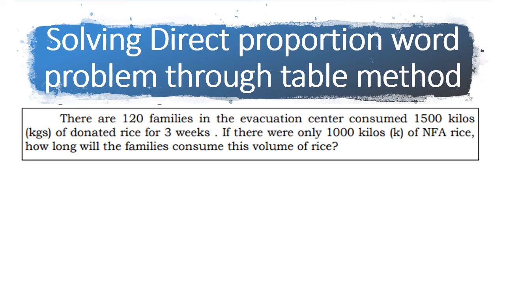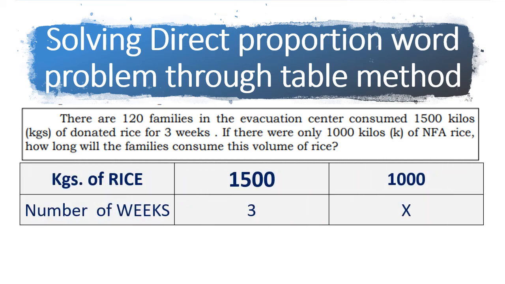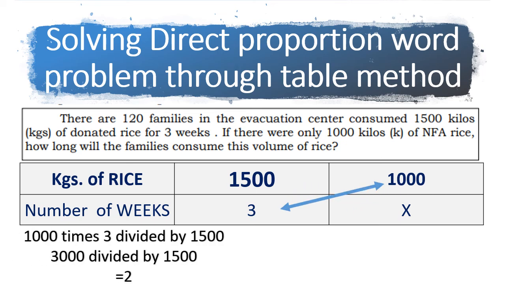Make a table with 3 columns and 2 rows like this. Then write the 2 quantities that will be compared. In the problem we will compare kilograms of rice and number of weeks. Write the given data. 1,500 kilograms is to 3 weeks. 1,000 kilograms is to unknown number. Let the unknown number be x. You can also use other letters if you want. Multiply 1,000 by 3, then divide it by 1,500. The answer is only 2 weeks.